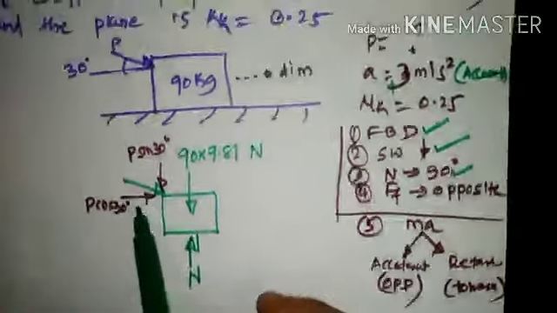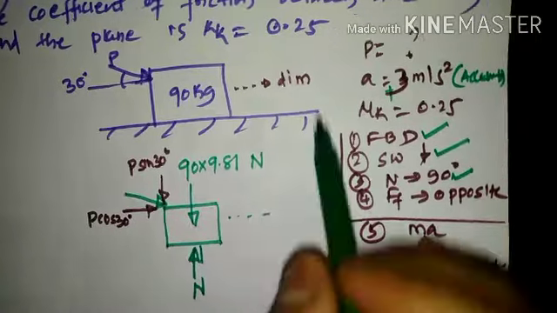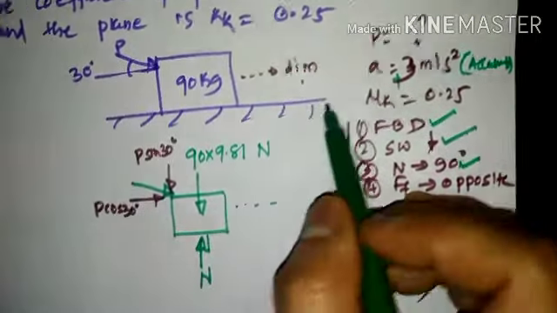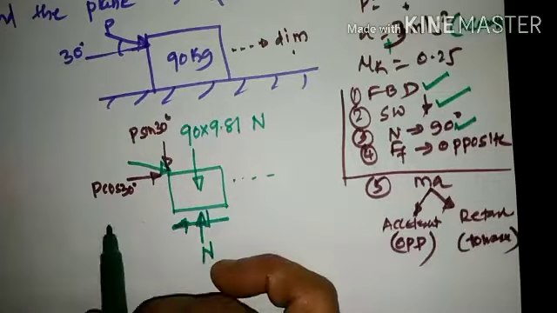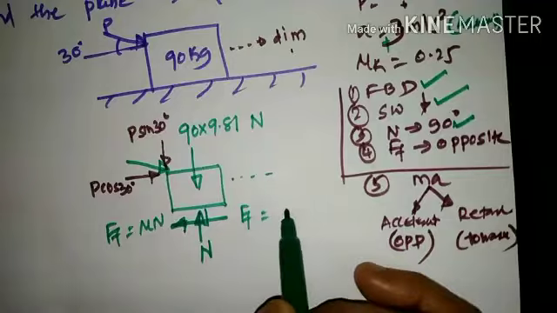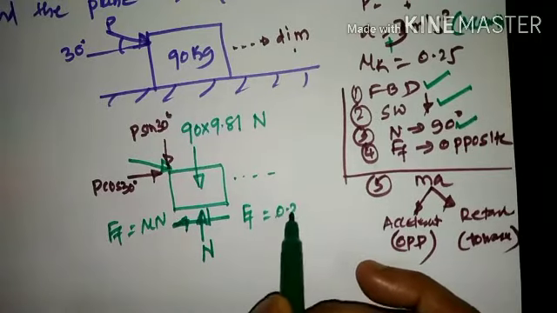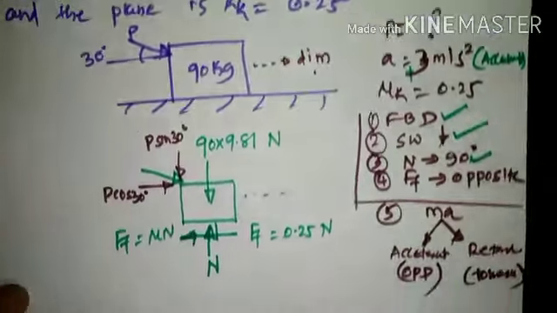Now as the force is applied towards the right hand side, that means the body will tend to have a direction of impending motion towards the right hand side. As a result, frictional force will be on the left hand side, and this frictional force will be mu times of N, which is equal to 0.25 times of N.